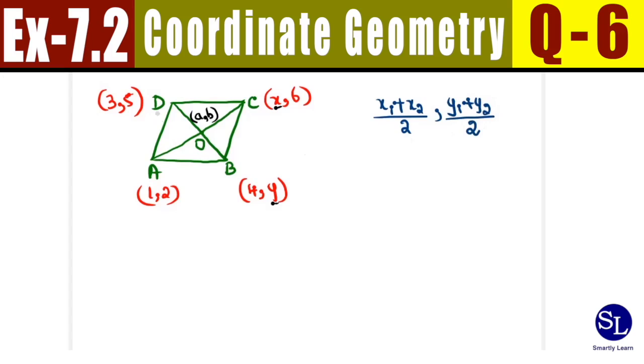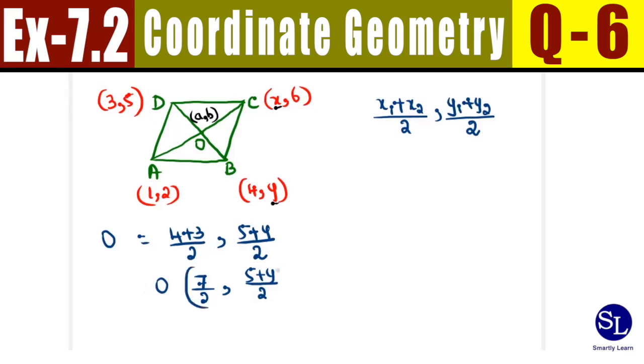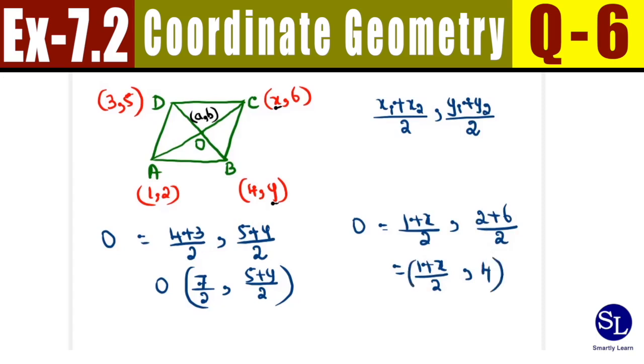So now let's write according to BD's midpoint formula. So O is going to be equal to (4 plus 3 by 2, 5 plus y by 2). So this is (7 by 2, 5 plus y by 2). This is the definition of O because O is the midpoint of BD. Now let's write out the definition of O again because it is the midpoint of AC. So it is (1 plus x by 2, 2 plus 6 by 2). So this is going to be (1 plus x by 2, 6 plus 2 is 8, 8 by 2 is 4). So actually this is the same O which has these two different coordinates.